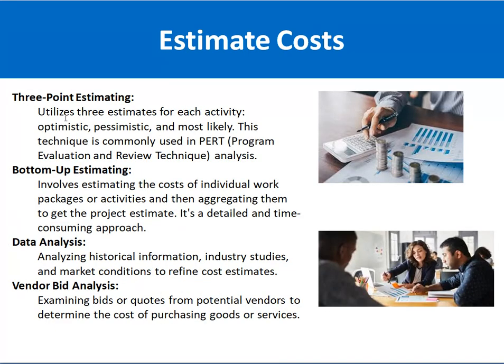Then a 3-point estimation is another approach to estimate the cost. Basically, this is called PERT, or program evaluation review technique. It is based on three estimates: the optimistic, pessimistic, and the most likely. It has a formula, and by using that formula you can calculate the cost estimation.